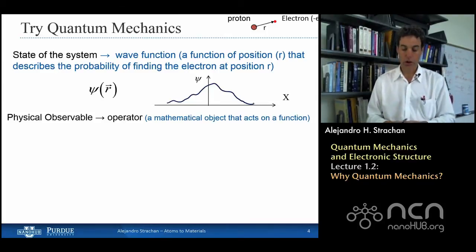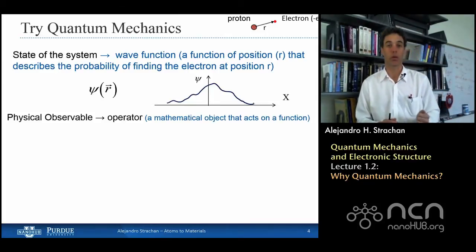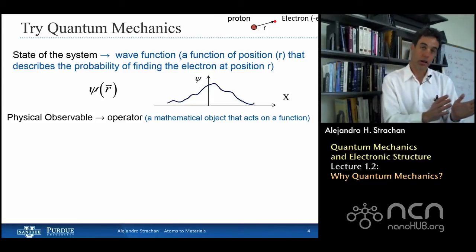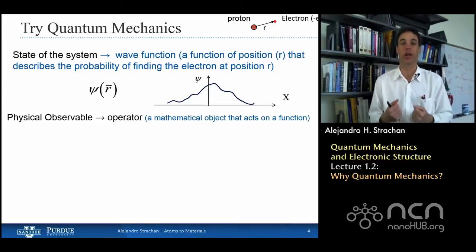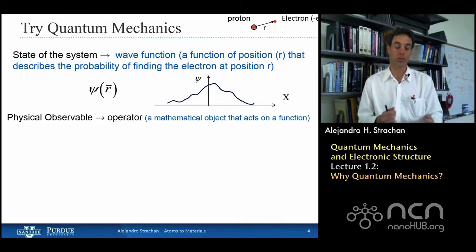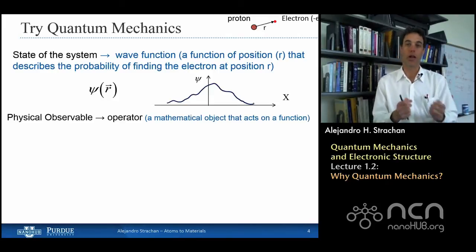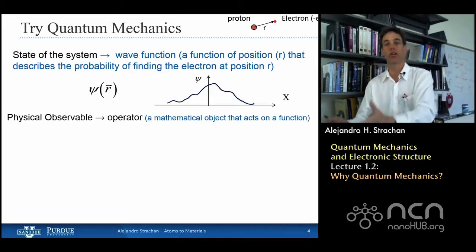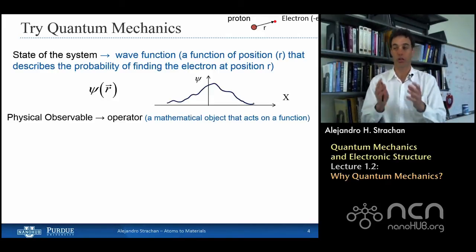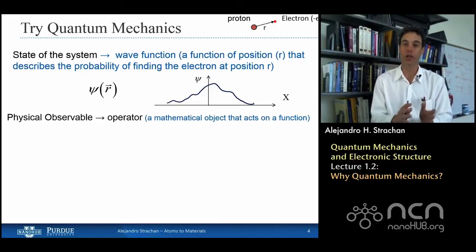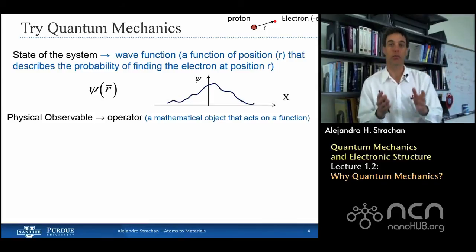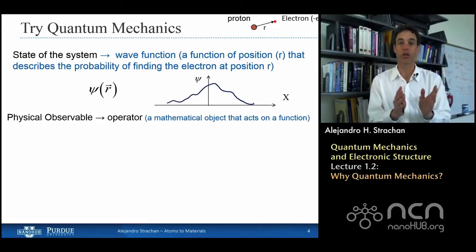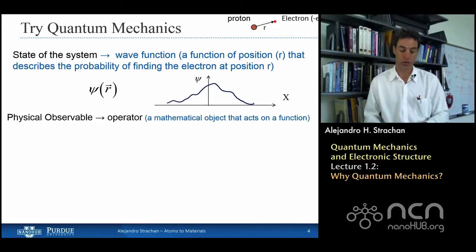Great. The second thing that we need to learn about quantum mechanics is that any physical observable, anything that you can measure physically, is associated with an operator, a mathematical operator. Operators are mathematical objects that act on functions. They're not functions, they're not numbers, they're objects that act on functions. And specifically in quantum mechanics, the operators are going to act on wave functions.